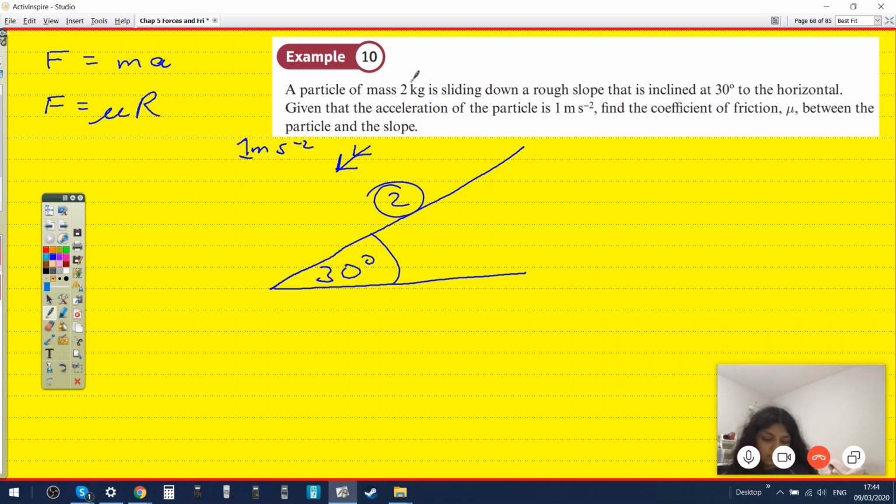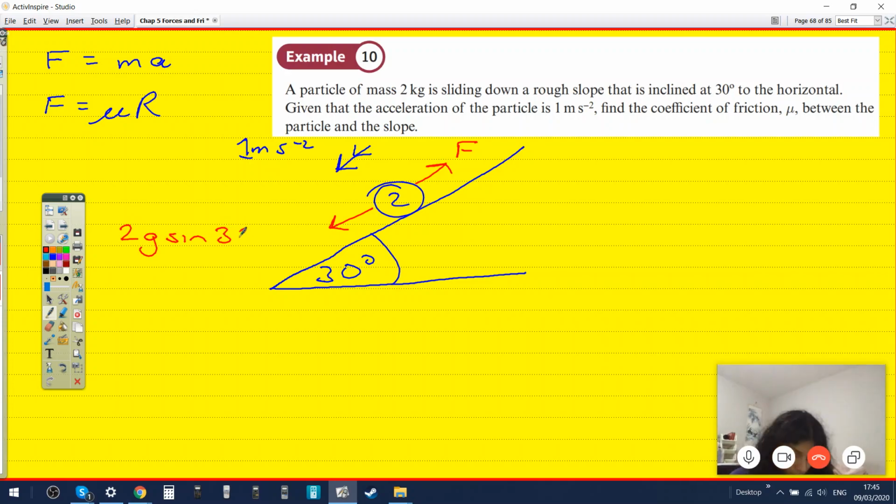Let's see. A particle of mass 2 sliding down a rough slope. I've used both of them, but I still don't know it. Between the particle and the slope. Okay, so what forces have you got? Going up, friction. Oh wait, is there no force acting down? Because I put in a force that's acting down. What's the force acting down? You don't know what it is. Oh, 2g sine 30. Yep.